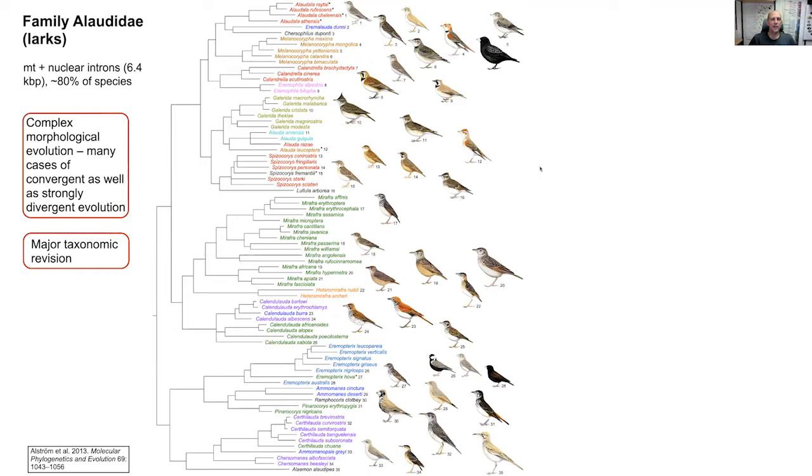So the names that are written here are the ones that were proposed either in this paper or in an early publication, also based on molecular data. So it's quite obvious that there has been a very complex morphological evolution within this group, with lots of convergences and lots of really striking divergences.